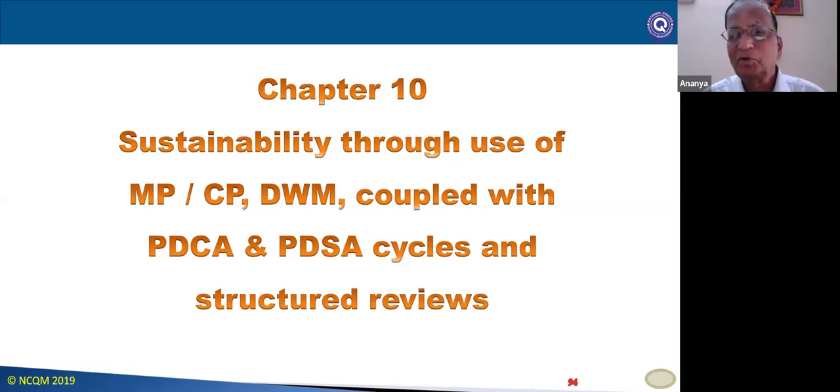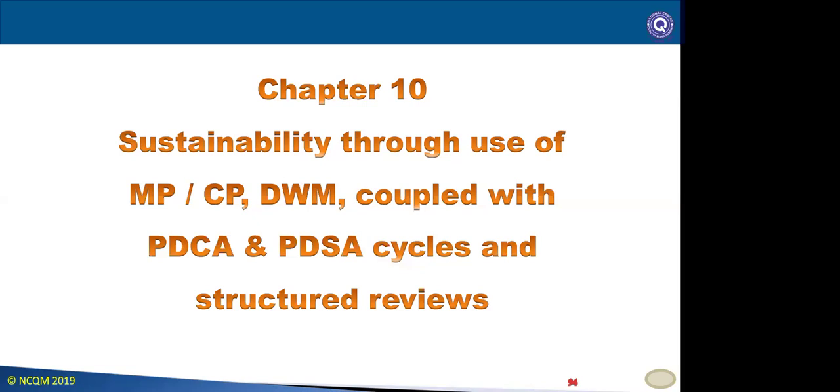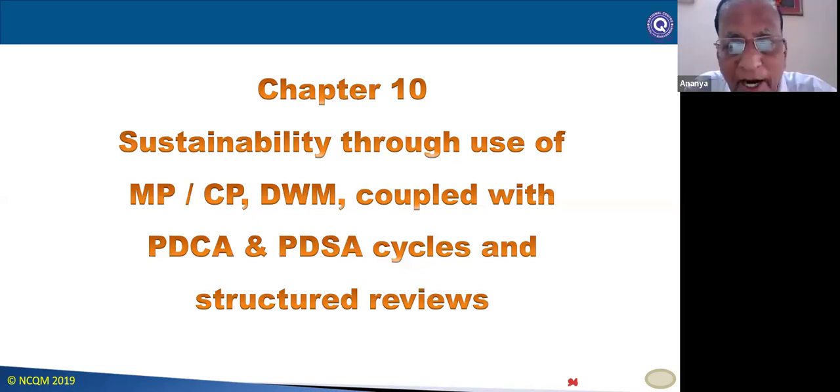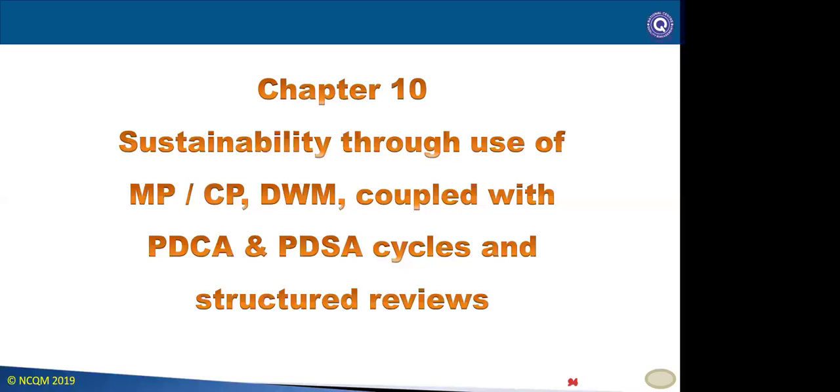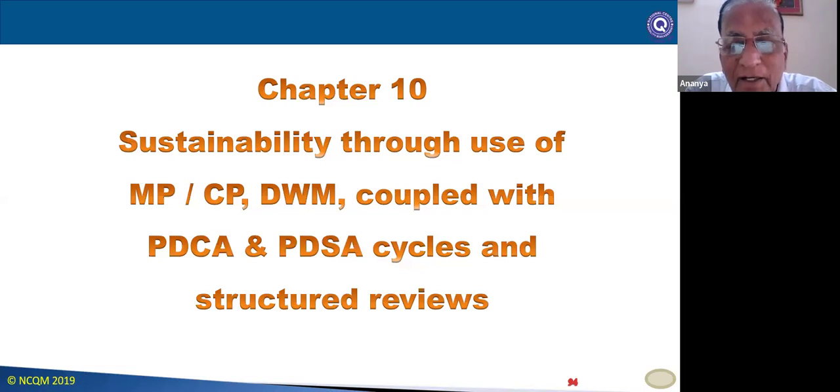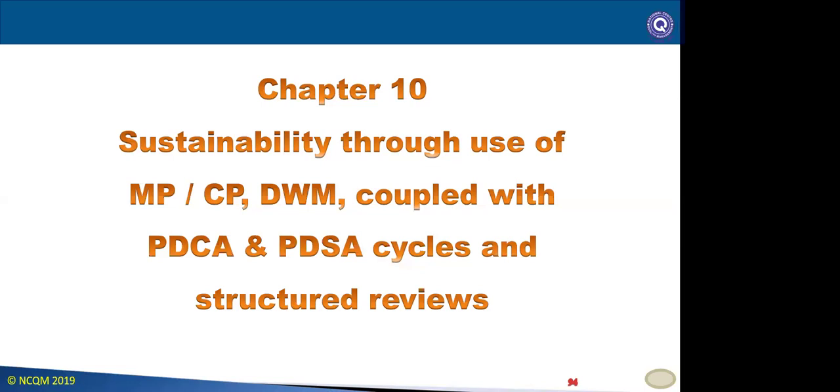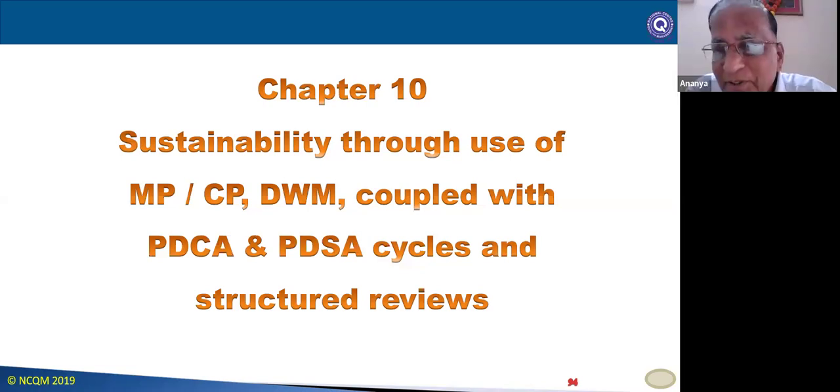That talks about managing point, control point, DWM, which stands for daily work management, coupled with PDCA. Anybody know what PDCA is? I think she must be knowing. Jankana, what are PDCA and PDSA? Plan, do, check, act. Yes, very good. And PDSA? Plan, do, study, act.